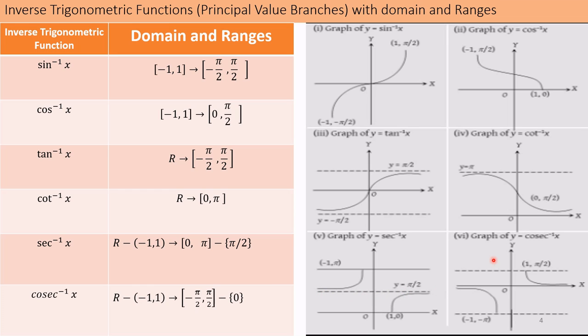The last one, the sixth, is the graph of y equal to cosecant inverse x. The domain is R minus (-1, 1). Here -1 is on this side and plus 1 on the other, hence the graph is not given in this region. For other values of R, the graph is like this. It is minus pi/2 here and pi/2 here, and it is defined for all values excluding 0. Hence, please remember and practice this.